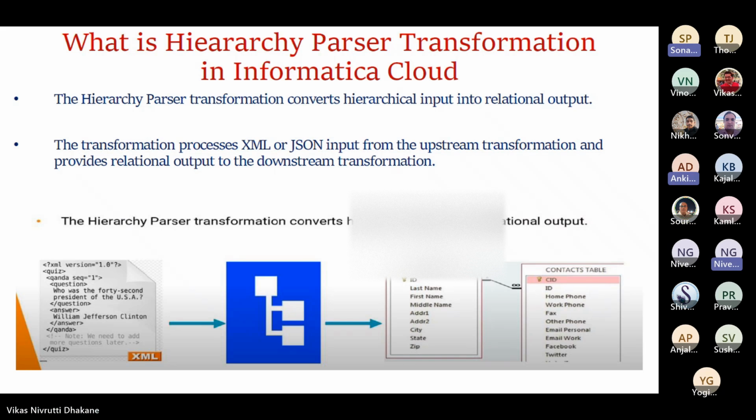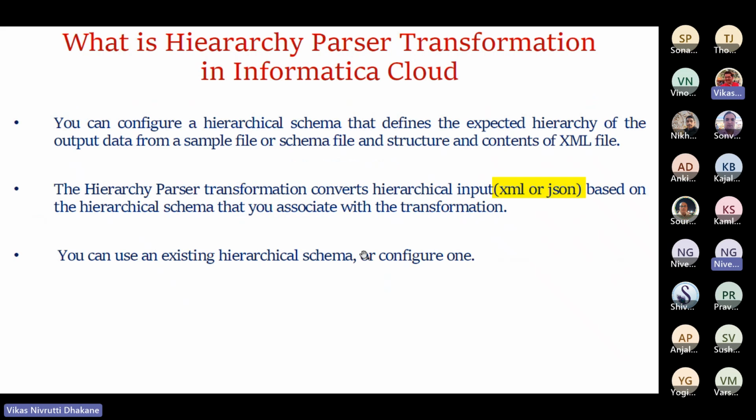Yes, Vikas. All of you are getting what source we are going to have? In the current project we are going to have XML or JSON kind of sources. There will be almost 5 to 10 mappings related to this kind of source and transformation. I hope the concept of the hierarchy parser transformation is clear. Now let's see the other details related to that.